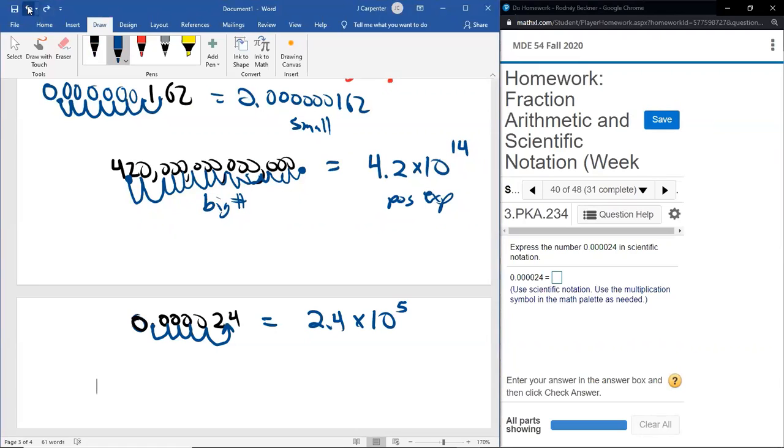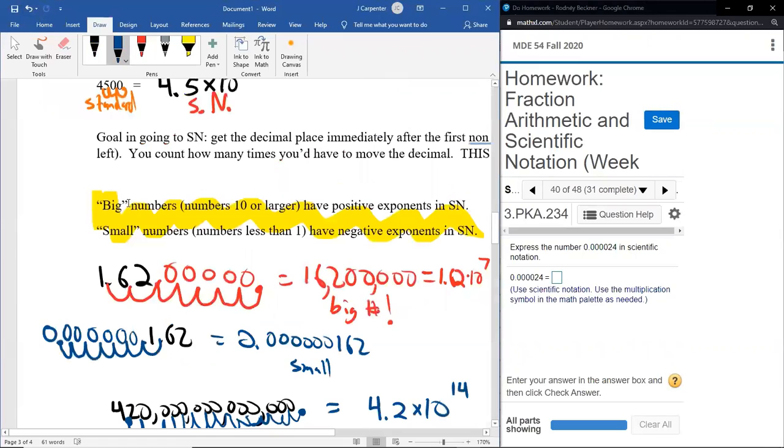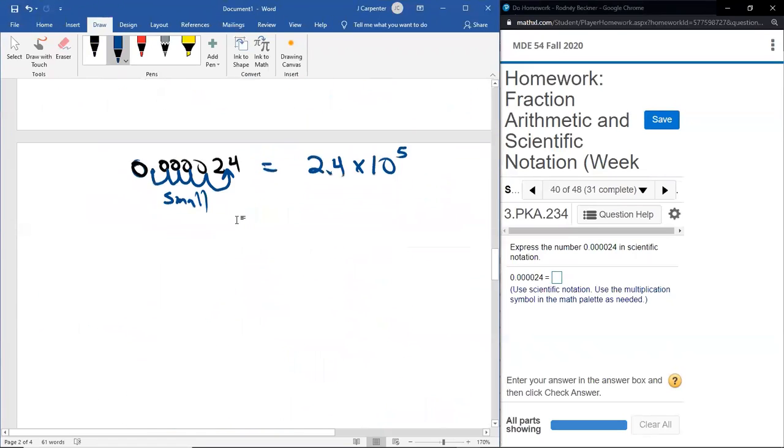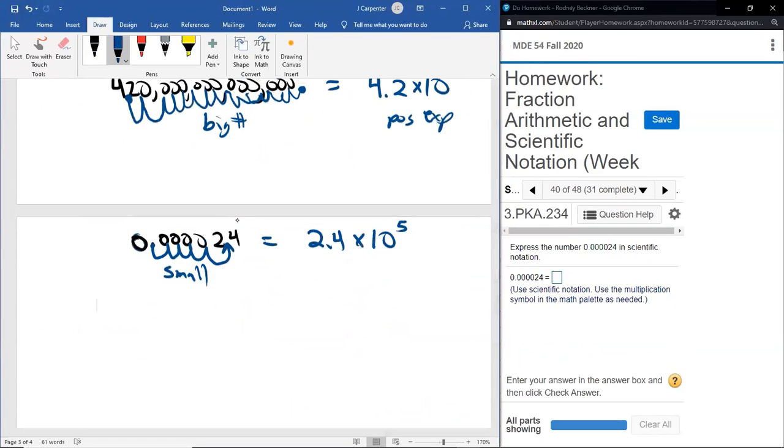Well, we ask ourselves, the number in non-scientific notation, is it big or small? Well, that's definitely a small number. Now, again, the big and small idea is not arbitrary. I gave you a definition for that. Big numbers are 10 or bigger. In other words, they have more than one whole digit. Small numbers are anything less than 1, which means there are no wholes. So big numbers have 2 or more whole digits. Small numbers have no wholes. So because that was a small number, this should be a negative exponent. That says it should be 2.4 times 10 to the negative 5.